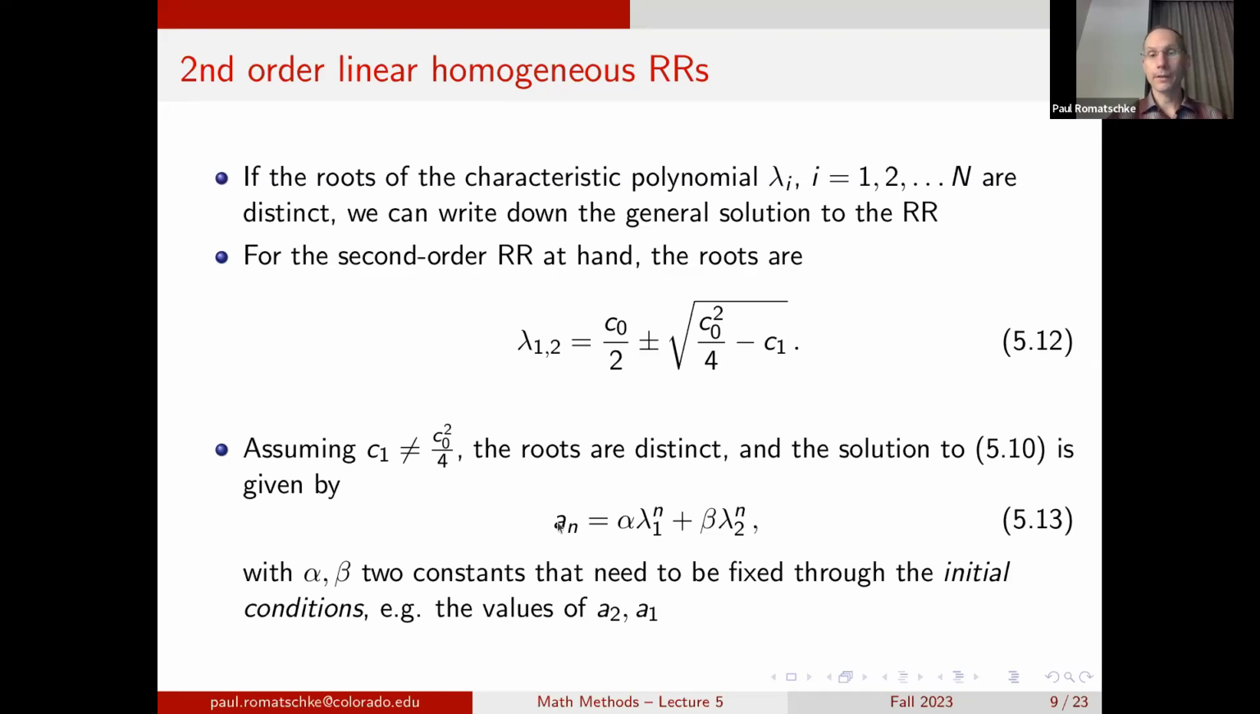5.13. So we have that a_n is given as some constant alpha times the first root to the nth power plus some other constant beta times the second root to the nth power. And this being a second order recurrence relation, there are two constants, alpha and beta. If it was an nth order recurrence relation, there would be n constants, and these constants, be it 2 or n, always have to be fixed by the initial conditions. In our case, that would be the values of a2 and a1, for instance.